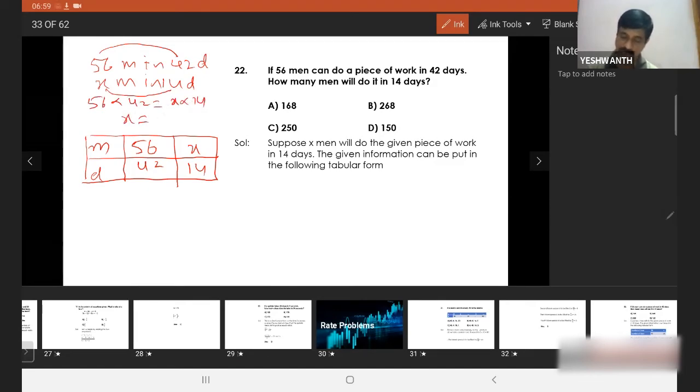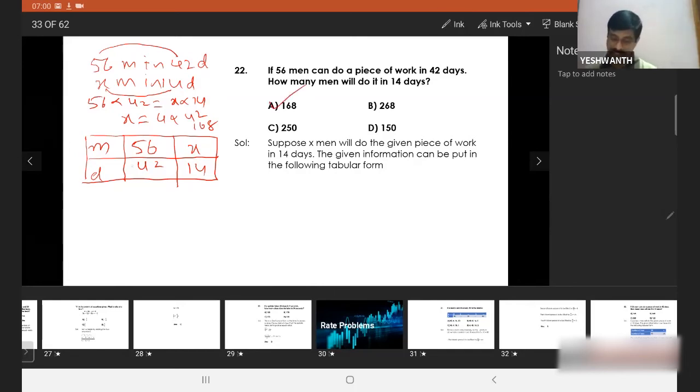So what is X equal to? 56 into 42 by 14, right? This into this equal to this into this. So 56 into 42 by 14. 14 is 10 plus 4. So 56 is cancelled by 14, 4 times, right? So 4 into 42, this is 168. So this is option A.